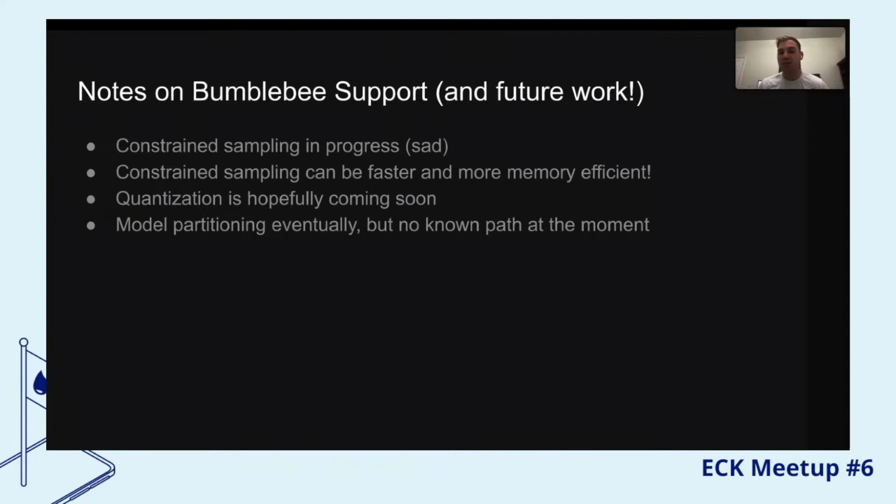In some cases, using constrained sampling can actually be much faster and more memory efficient. There's actually some work from a library called vLLM, I think it's vLLM, it might be someone else, that shows that constrained sampling can be faster. And this is something that hopefully we get built into Bumblebee. Some of the other things when working with large language models are quantization and model partitioning. So if you want to be able to run Llama 70B or Llama 400B on consumer hardware, then these are some things that are required and hopefully are coming soon to Nx and Bumblebee.